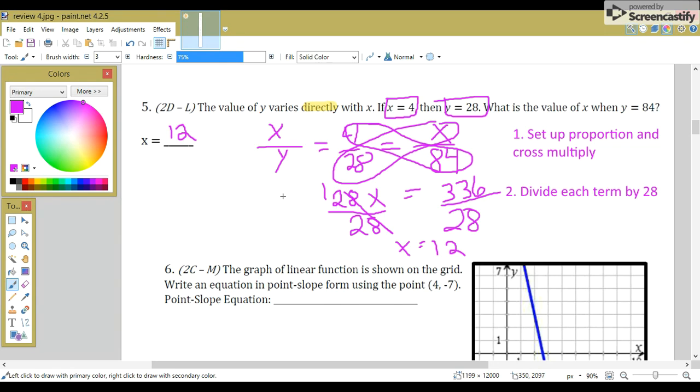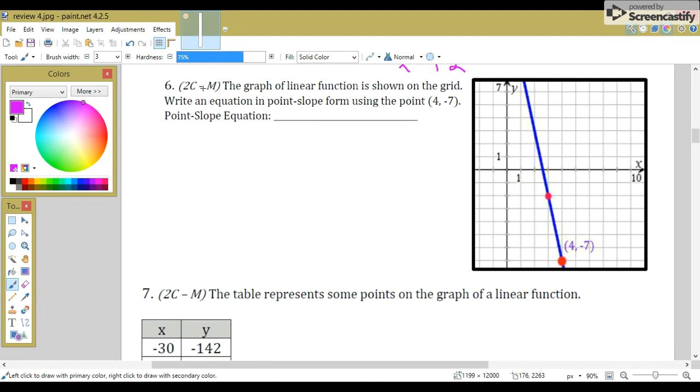6, 2C. The graph of the linear function is shown on the grid. Write an equation in point-slope form using the point (4, -7). Point-slope equation. So we have a graph and we have a point. We do not have the slope yet, so we have to find the slope before we can find our point-slope equation.